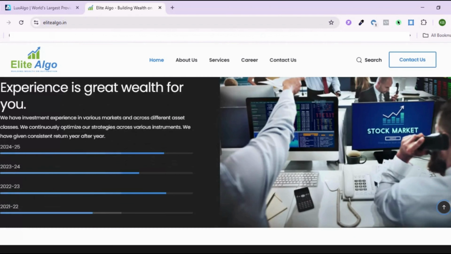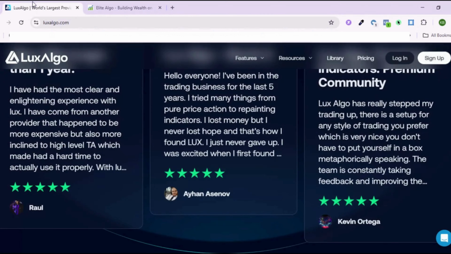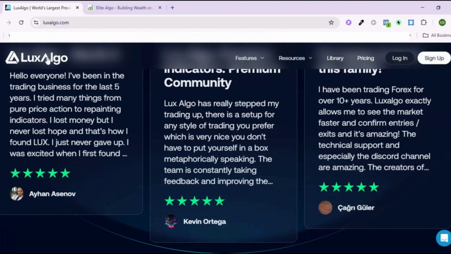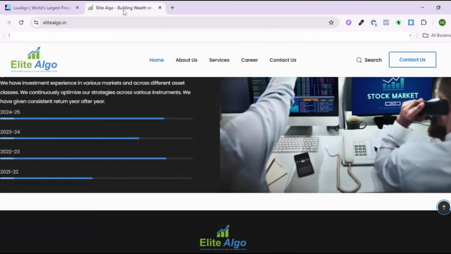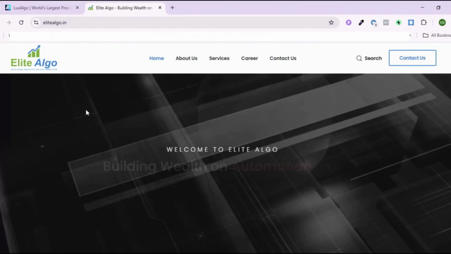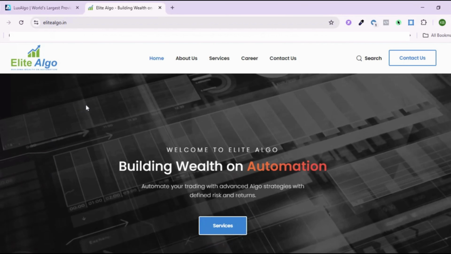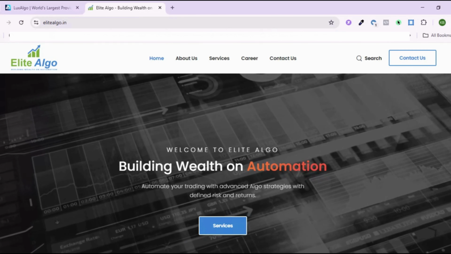So which one should you choose? If you are an experienced trader who wants deep customization and vast tools, Lux Algo is your playground. But if you want a straightforward, beginner-friendly approach with signals you can act on fast, Elite Algo makes more sense. Both can improve your trading, but the real winner depends on your style. Do you want control and depth, or automation and simplicity?